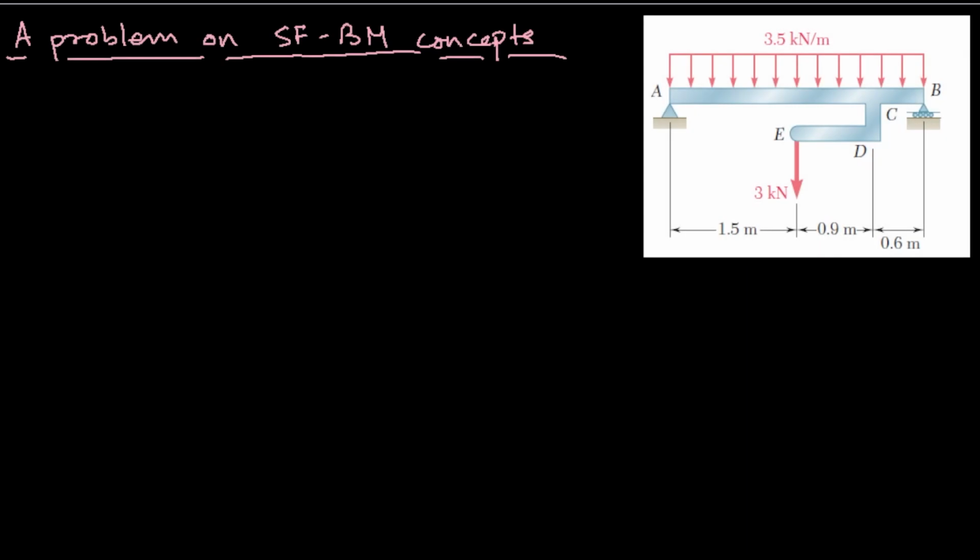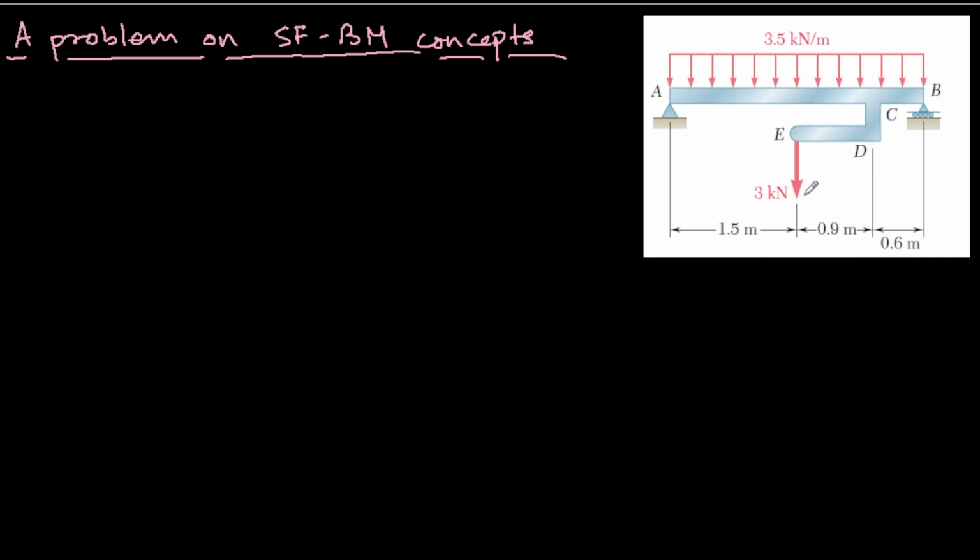We shall take up a problem from the concepts of shear force and bending moment in this video. Now, the system is given like this. Here it is shown. There is a beam on which there is a uniformly distributed load of 3.5 kilonewtons per meter, and then there is an arm like this, this CDE, and at E there is a 3 kilonewton force acting.